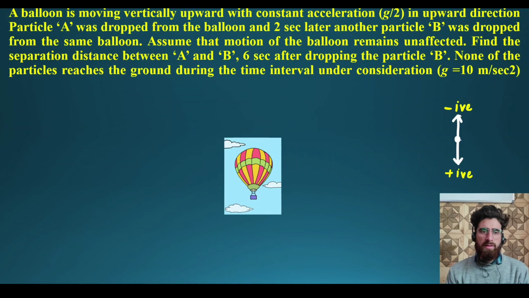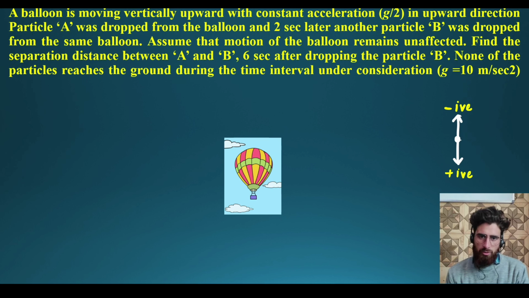So we have this question that a balloon is moving vertically upward with constant acceleration g upon 2 in the upward direction. Particle A was dropped from the balloon, and 2 seconds later, another particle B was dropped from the same balloon. Assume that the motion of the balloon remains unaffected. Find the separation distance between particle A and particle B 6 seconds after dropping particle B. None of the particles reaches the ground during the time interval under consideration.